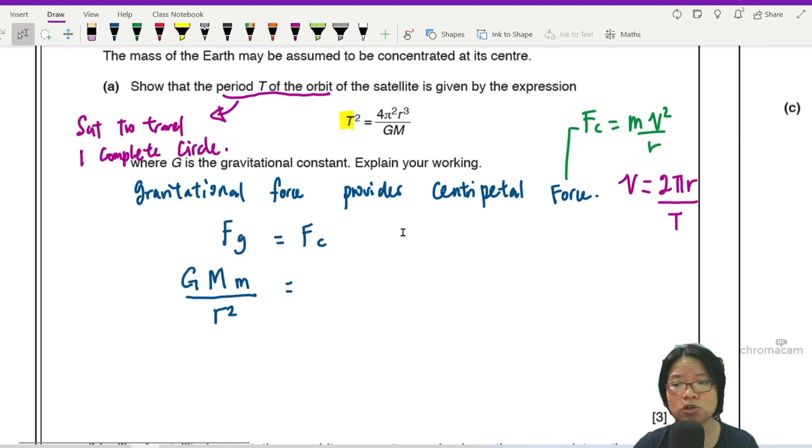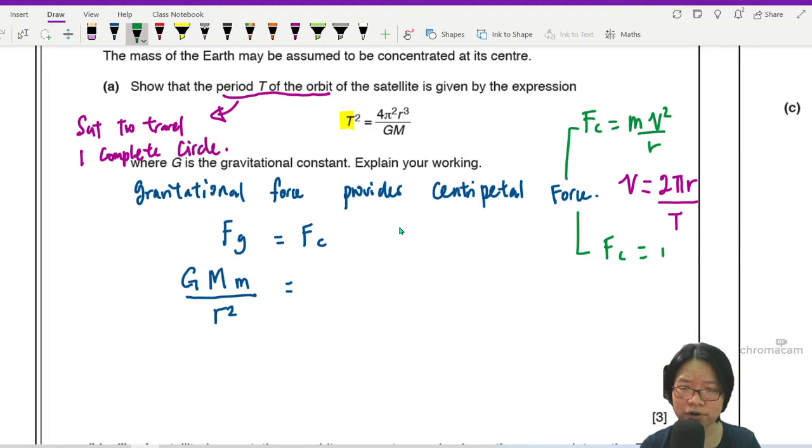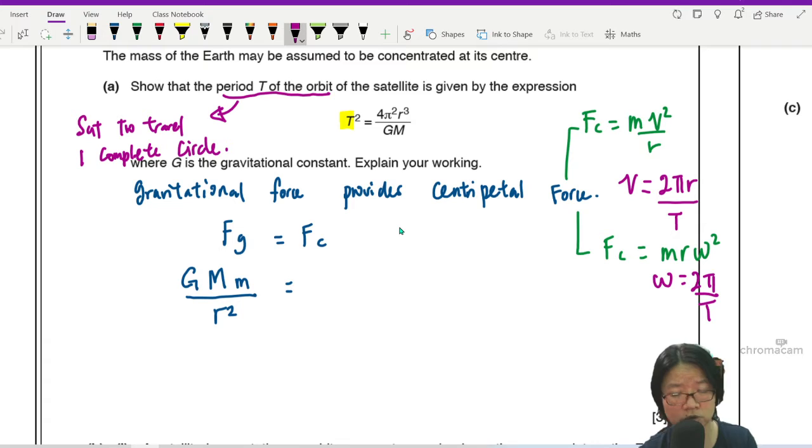All right, so this one has 2 steps, and I don't know about you, but I kind of prefer not to need to use 2 steps. So I'm going to use the second equation, where centripetal force is m r omega squared. And I know omega is equal to 2 pi over T. So it's up to you which one you want to use. I prefer the second one because it's a bit more straightforward, but up to you.